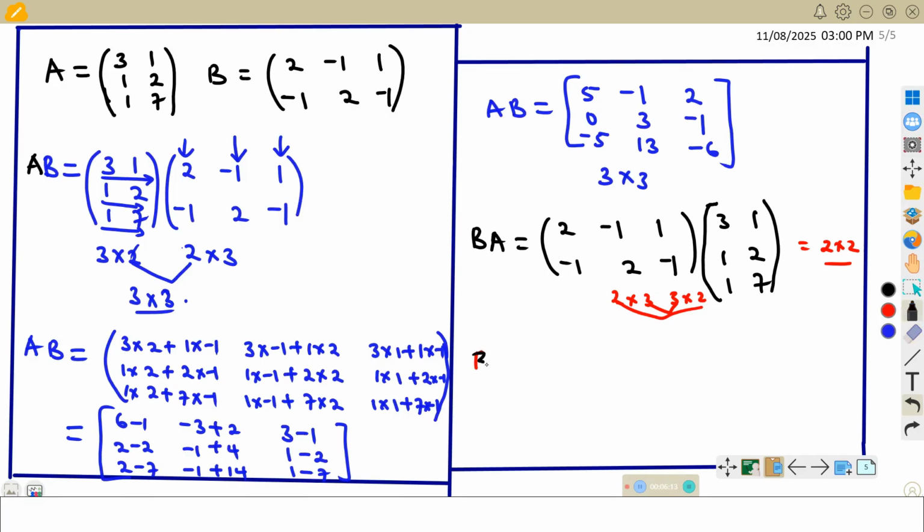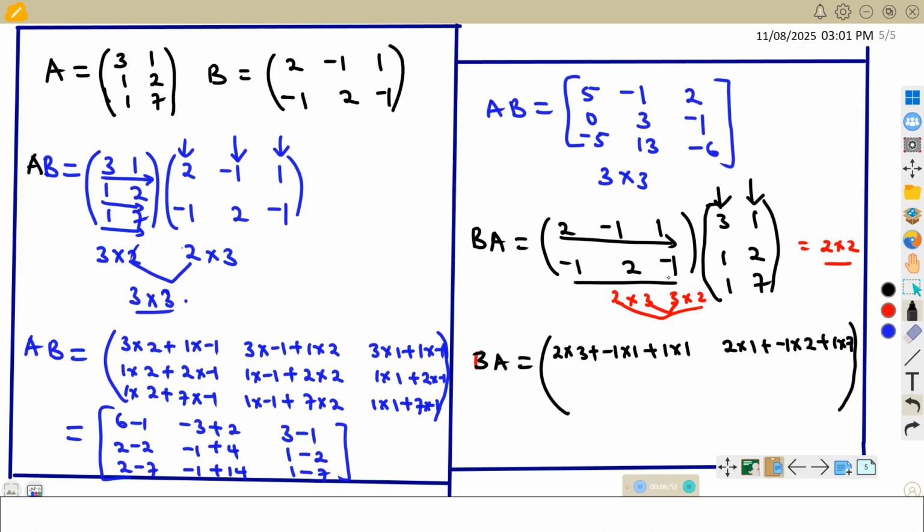So what will be BA? BA will be row multiplied by column. So 2 times 3, plus negative 1 times 1, plus 1 times 1. Next multiply this row into this column: 2 times 1, negative 1 times 2, 1 times 7.